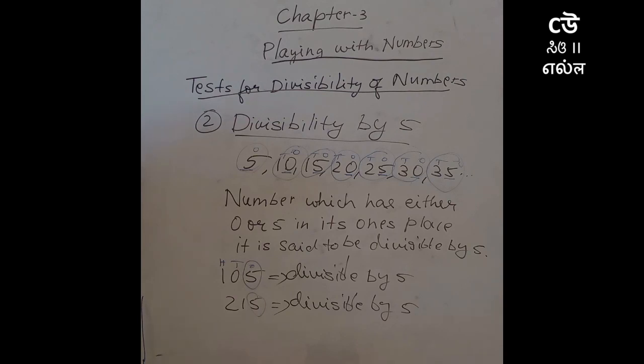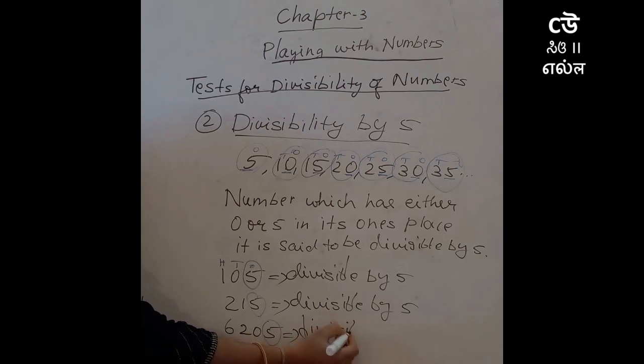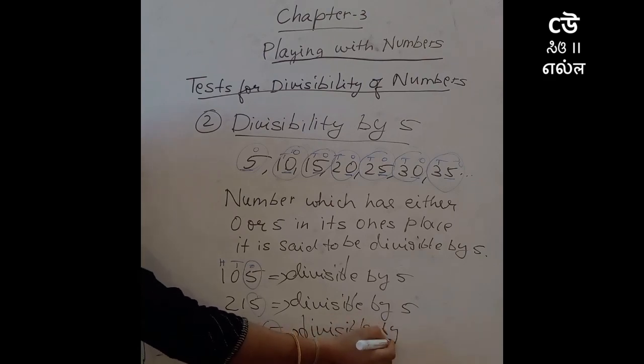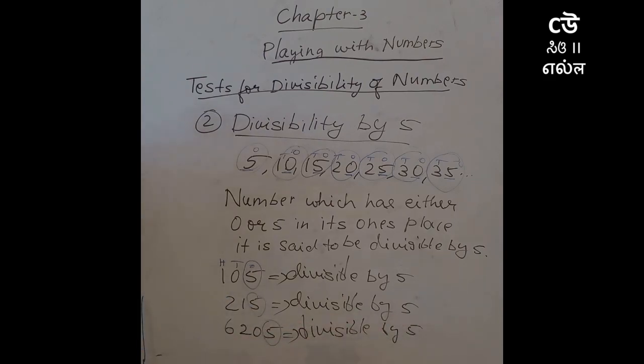Next, 6205. Okay, children, in 6205, in ones place what do we have? In ones place we have 5. So we can tell that it's divisible by 5.